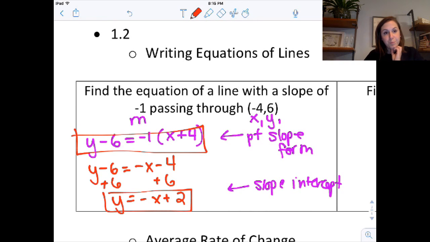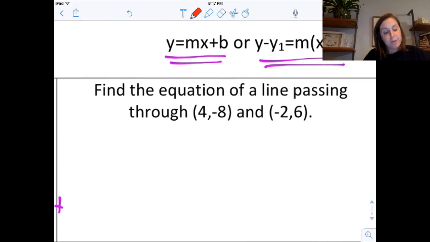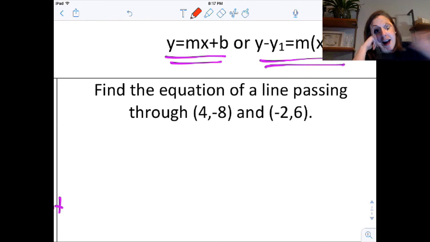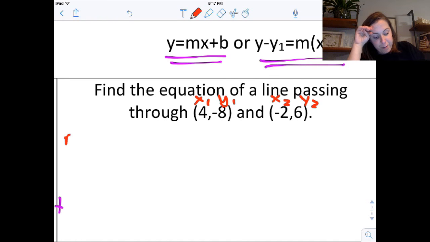Find the equation of a line passing through 4, -8 and -2, 6. So I am not given an m here, but I am given points. So this is x1, y1. This is x2, y2. And I need the slope for either form, right? So the first thing I'm going to do is find the slope, which I know is my change in y, 6 minus -8 over -2 minus 4. So that would be 14 over -6.